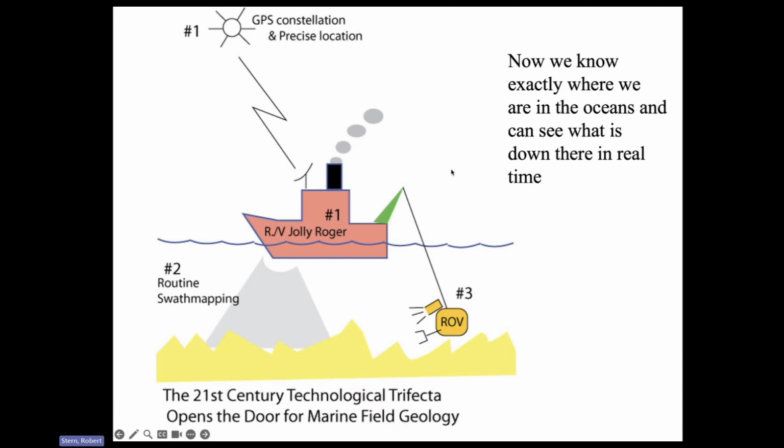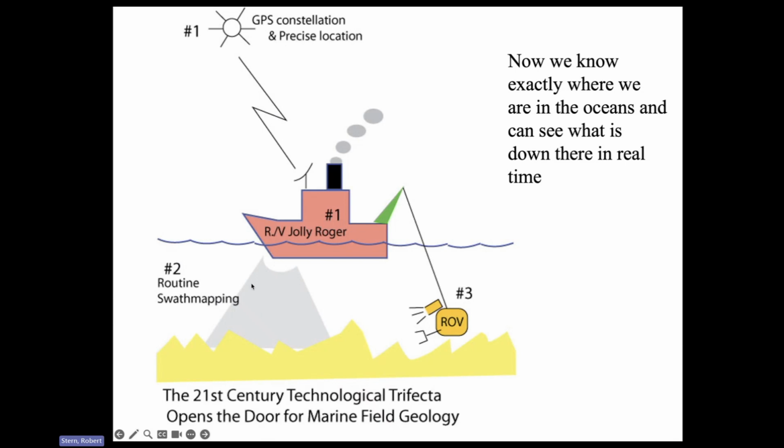Now, with GPS, we know exactly where we are in the oceans. Previously, it was very difficult to locate yourself at sea. You'd have to use astrolabes and take sun sightings, and you were always off by a few miles. Now we know where we are to centimeters. So number one, you can navigate to exactly where you want to be.